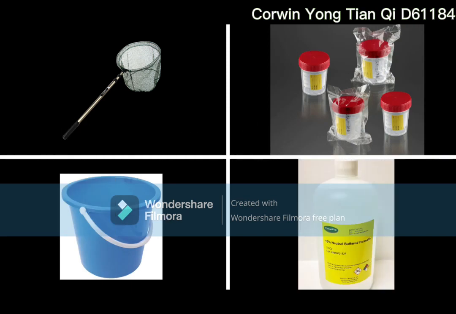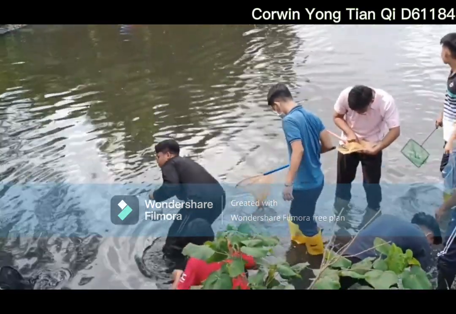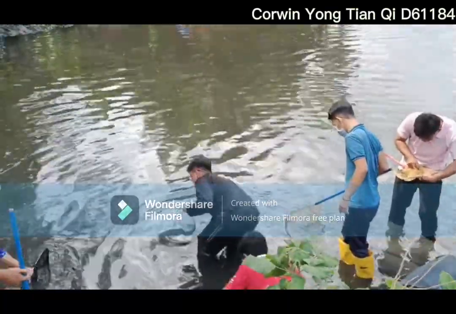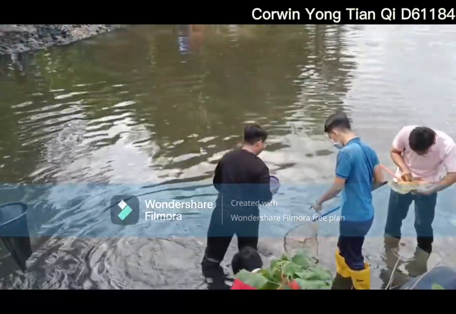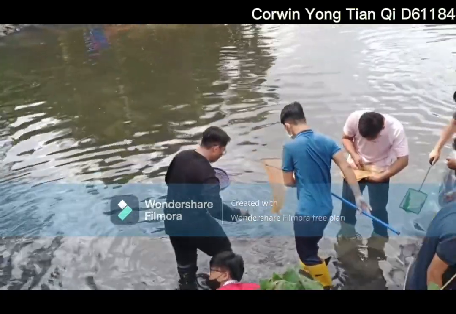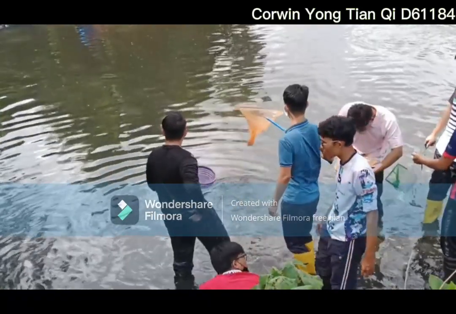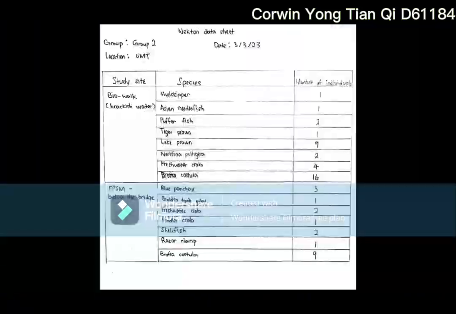Our apparatus consists of a scoop net, a bucket, sample containers, and buffered formalin. The procedure is very simple. We just have to collect the nekton samples by using the scoop net, put the samples into separate sample bottles, and label them. Lastly, we have to put in the preservation solution, which is the buffered formalin.